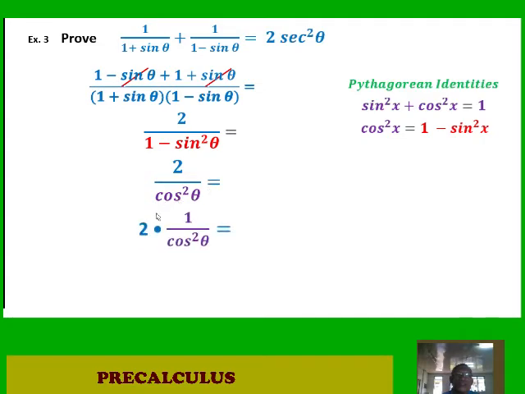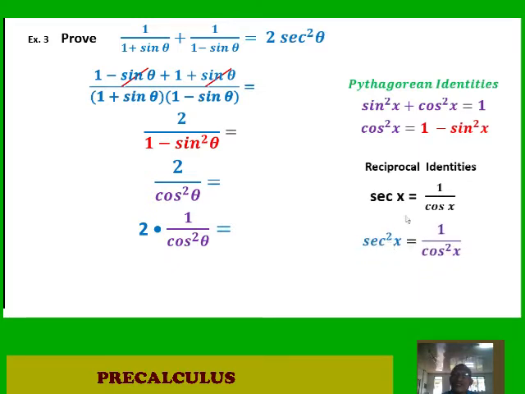Or this can be written as 2 times 1 over cosine squared theta. From the reciprocal identities, secant x is equal to 1 over cosine x. We are going to square both sides of the equation. This is secant squared x equals 1 over cosine squared x. We can replace this one with secant squared x. Okay, then we know that it is equal to the right side of the identity.